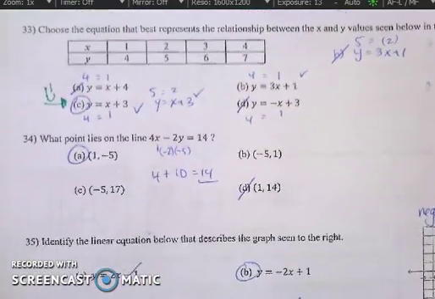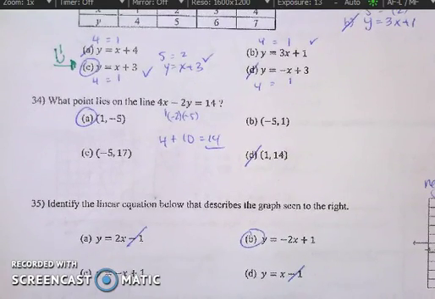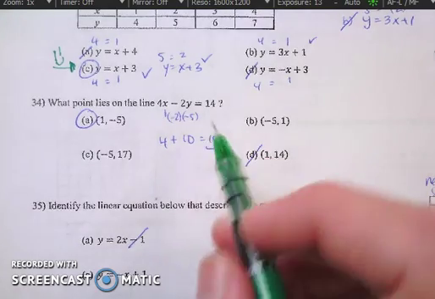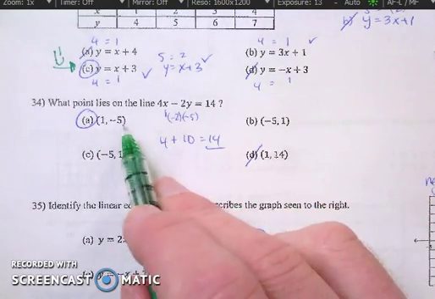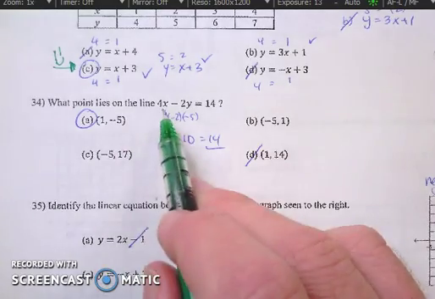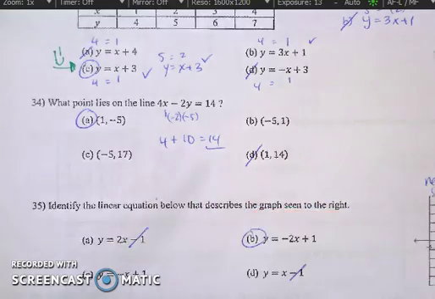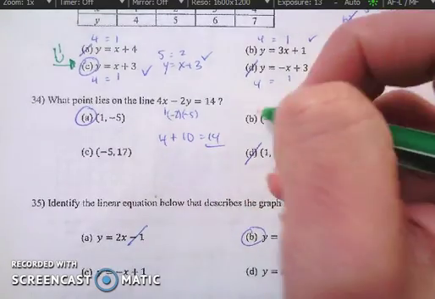Okay. Number 34, which point lies on this? Well, I went and plugged in all the points, and it appears to be, when I plug in the correct one, 1 and -5. 1 times 4 is 4, -2 times -5 is +10, which gives us 14. You plug in the other ones, and they will not work.